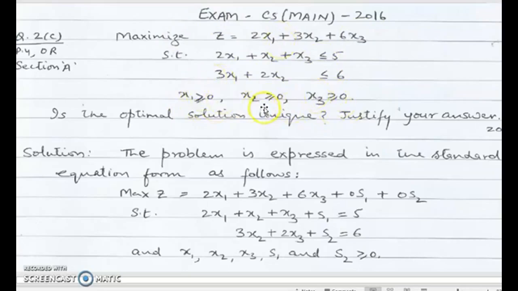So we can solve this problem with the help of the simplex method, and further we have to find out whether the optimal solution is unique and justify your answer. This question is of 20 marks. Now we can see that this question can be solved by the simplex method, so we need to write down this question in the standard equation form, where we make constraints equal to sign after adding the slack variables in the constraints.